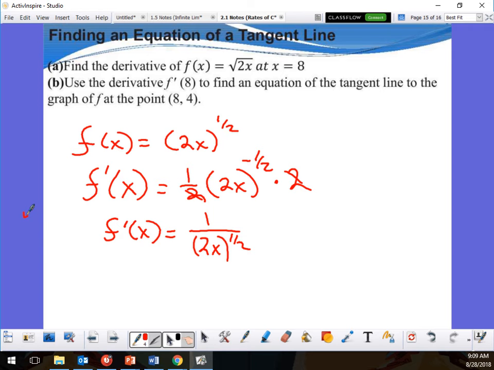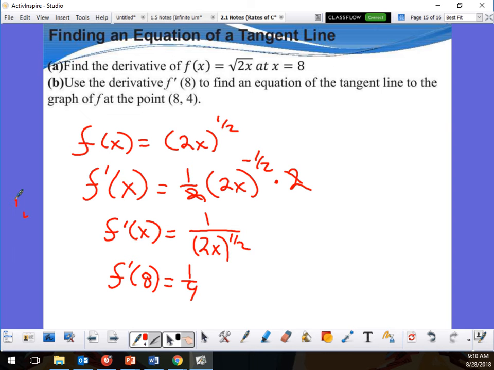So if I plug in 8, f prime of 8 is equal to 1 over the square root of 2 times 8, which is 16. What's the square root of 16? 4. So 1 over 4. So the slope at 8 is 1/4. Yes? Good. Now we have to find the equation of the tangent line of the graph here. So we're talking about the tangent, not the normal. For the normal, I would use what? Very good, the opposite reciprocal.